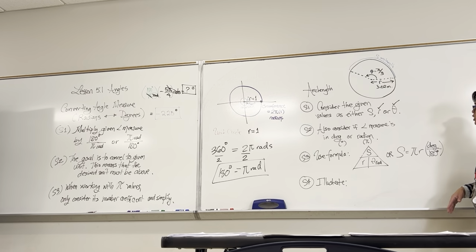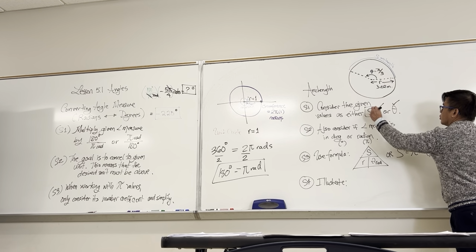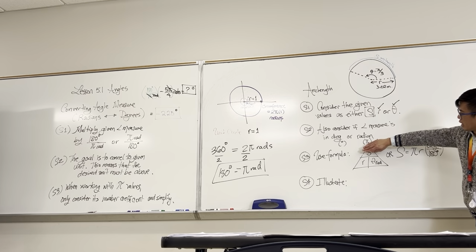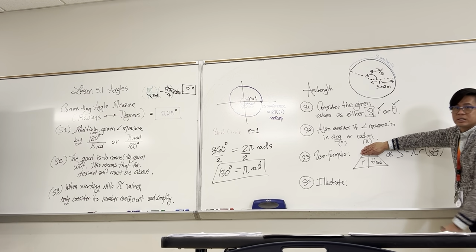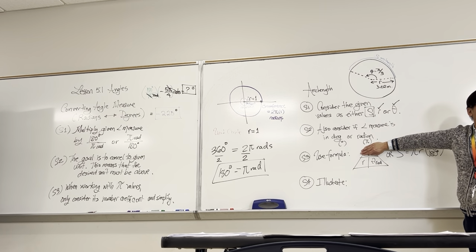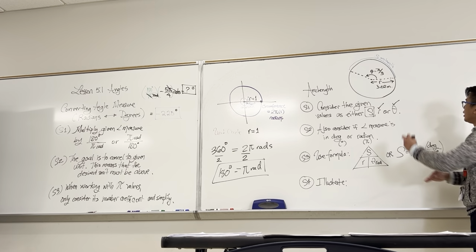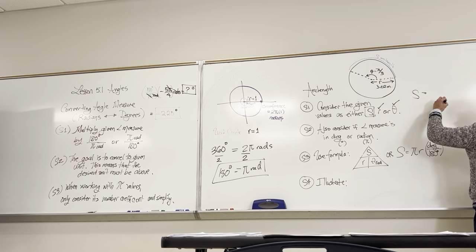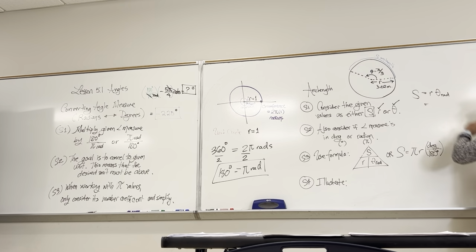So in this case, what do we need? We need the arc length, right? So to get the arc length, you multiply the radius and the radians. Are we cool? Right, so let's do that one. S, arc length, is equal to r times theta. Again, that is in radians. What's your radius again?